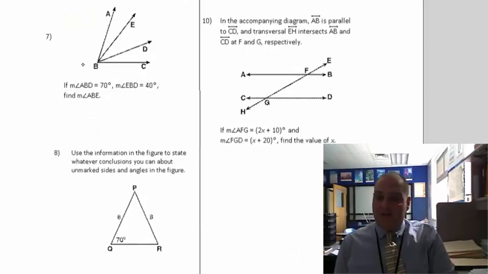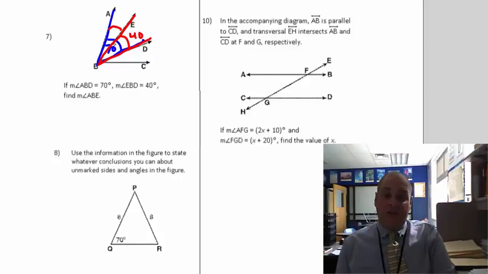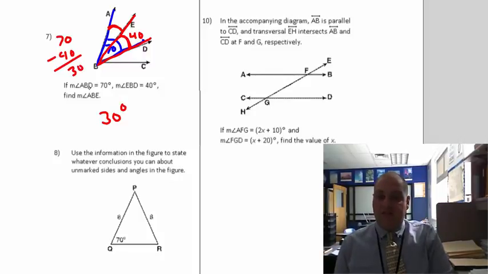All right. Number 7, if ABD is 70, so that big angle is 70. That's these 2 little angles put together. EBD, so just this little angle here, is 40. All right, well, if the big angle is 70, and then just a piece of it is 40, what is ABE? ABE is what's left over. So what's this piece right here? Well, again, the whole thing's 70. This is 40, so what's left over? 70 minus 40 is going to give me 30, and that's our subtraction postulate. So 30 degrees there.